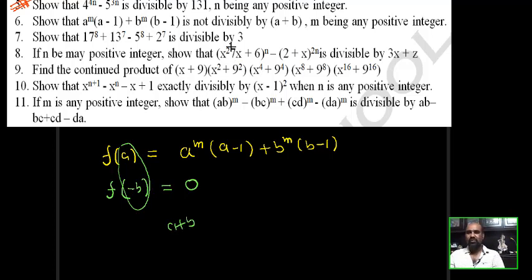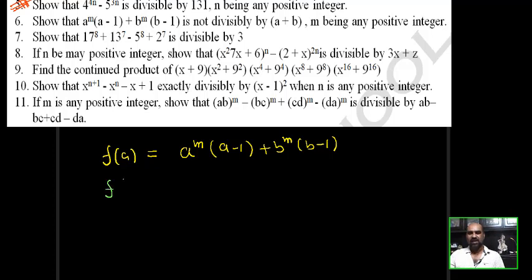Here what should we prove? A plus b is not a factor means it is enough to prove that f of minus b is not equal to 0 for m being any positive integer. Okay, I hope you people understood my plan. So my assumption is this is a polynomial in a alone, b is treated as constant.